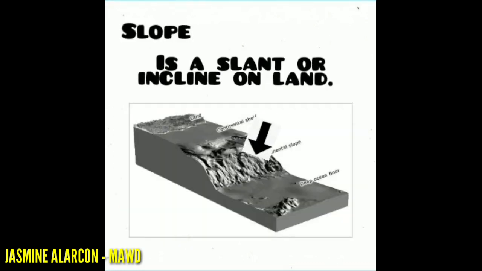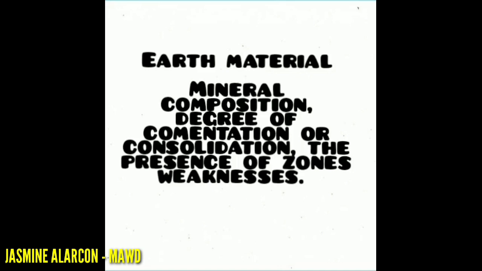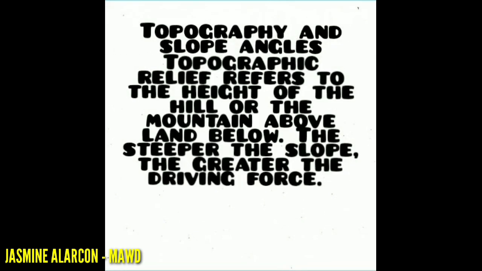Slope is a slant or incline on land. The forces that produce landslide are earth materials, topography and slope angle, climate, vegetation, and time. Earth material is mineral composition, degree of cementation or consolidation, and the presence of zones of weakness. Topography and slope angles. Topographic relief refers to the height of the hill or the mountain above the land below. The steeper the slope, the greater the driving force.